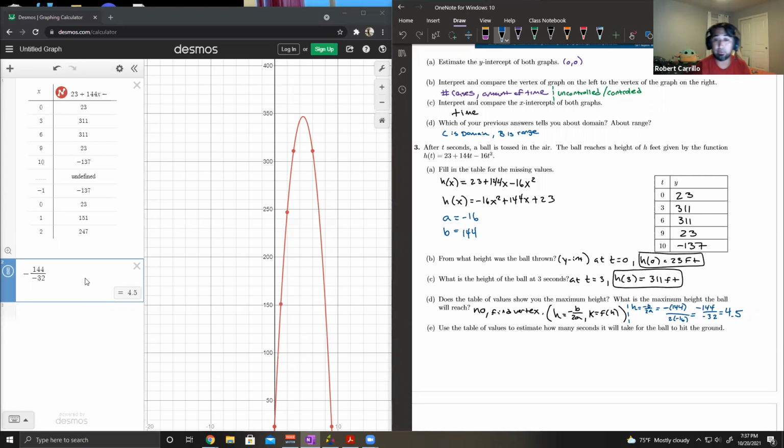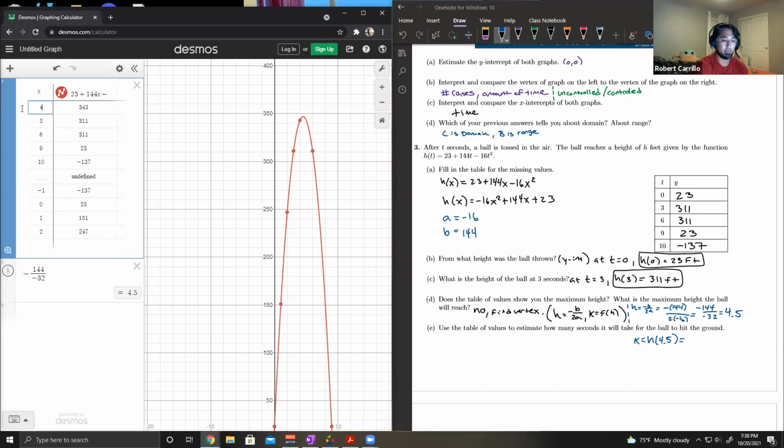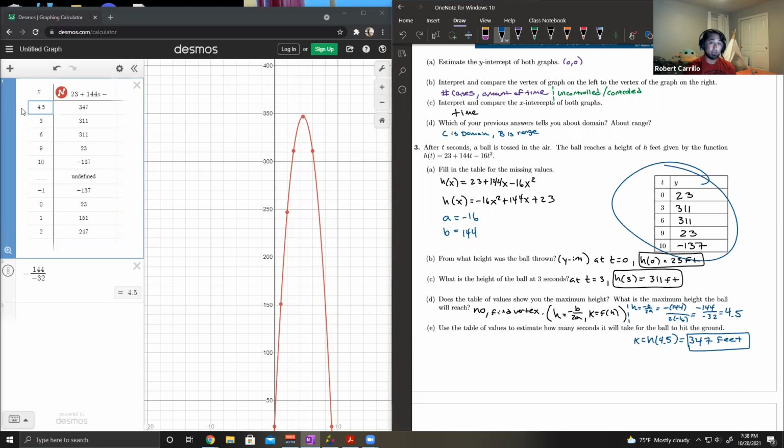But now we have to find that maximum height. We have to take 4.5 and plug it into the original function. So now you'll have k equal to h of 4.5. Lucky for us, I still have the function up in Desmos, so I'm just going to type in 4.5. And you get 347 feet. So at 4.5 seconds, you will reach the maximum height of 347 feet, proving that this XY chart does not show the maximum height. If you ever come across that question on your homework, if it says, does this table show the maximum height, you want to find the vertex to prove that.